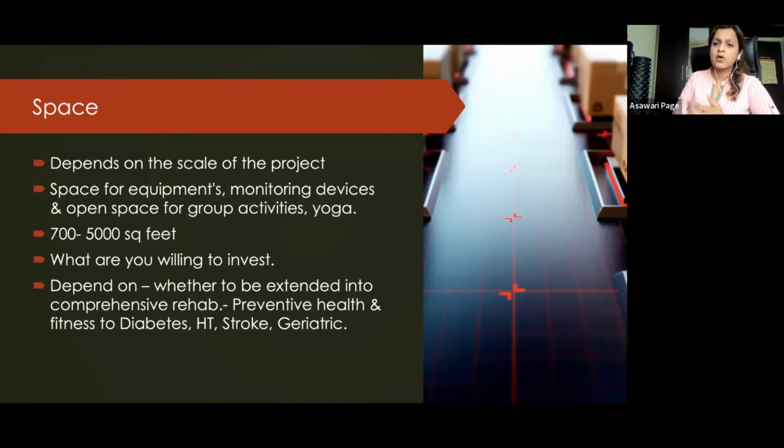And most of the Mumbai hospitals also, like HN, have a huge area for cardiac rehab, cardiopulmonary rehab. The centers which I have worked in Pune, like Dinanath Mangeshkar, and the studio where I was the founder member, had a huge setup. We've tried to invest in the space, the equipments and the monitoring devices. So it depends on whether to extend it into a comprehensive rehab.